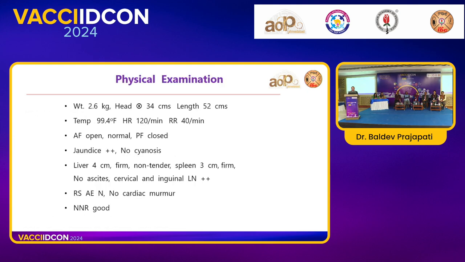Next slide, please, sir. As you said, right now it is 2.6 kg weight. So the child has barely gained 500 grams of weight in 2 months. So the baby is definitely having some chronic problem. And there is jaundice. The liver is 4 cm and firm, so it is fibrous. So already it is a chronic process. And the spleen is also there along with the lymph nodes. So definitely there is involvement of the reticuloendothelial system in some way, and the child has presented to you for some viral infection.